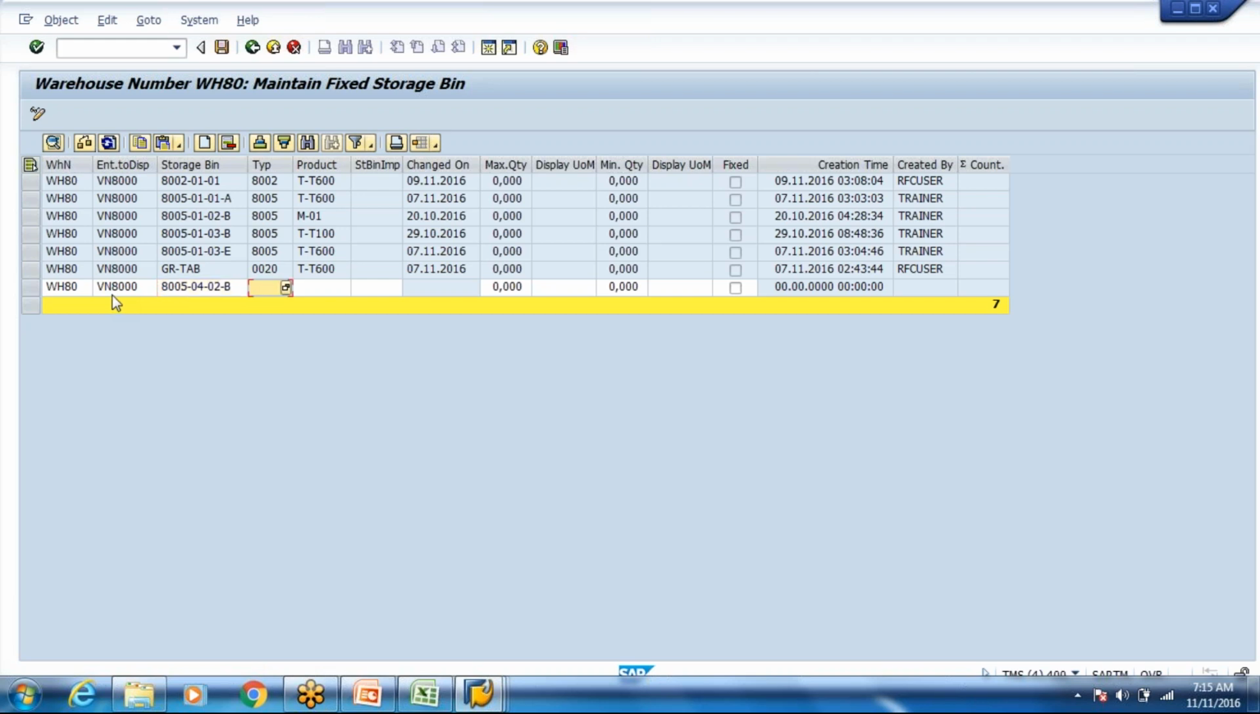Okay. 8005 and T dash T 300. And maximum is 100 pieces. And yes, 10 pieces.